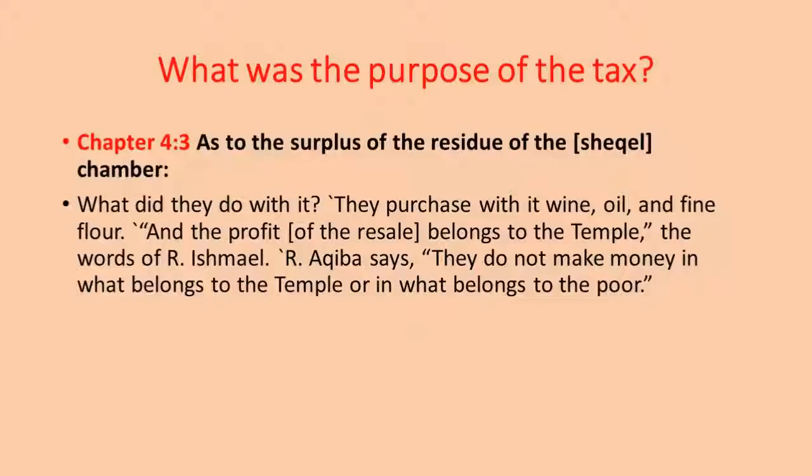Could they just give it to the poor? Good answer. They purchase it with wine, oil and fine flour, and the profit of the resale belongs to the temple. It always had to go back into the treasury. All of that had to go back and stay in the treasury because there's always upkeep.